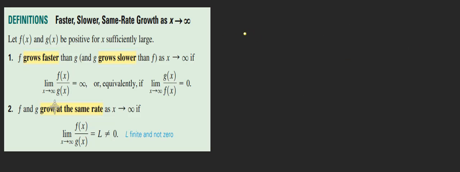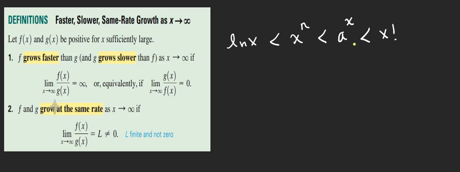So here's the order of how it grows. You have natural log of x, right? The polynomial will grow faster than natural log of x, and the exponential grows faster than polynomial, and the x factorial grows faster than a to the x, the exponential, eventually as x goes to infinity, and x to the x grows faster than x factorial.